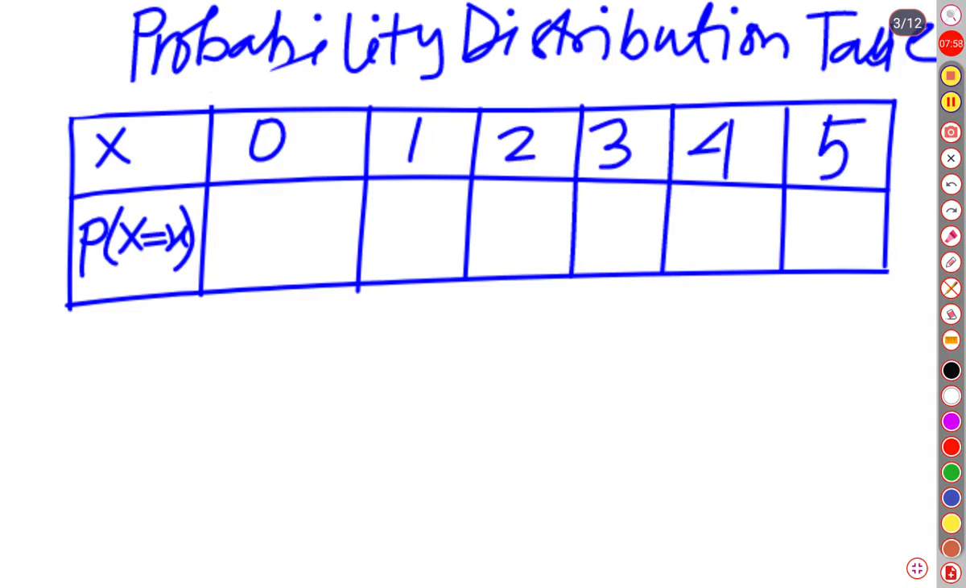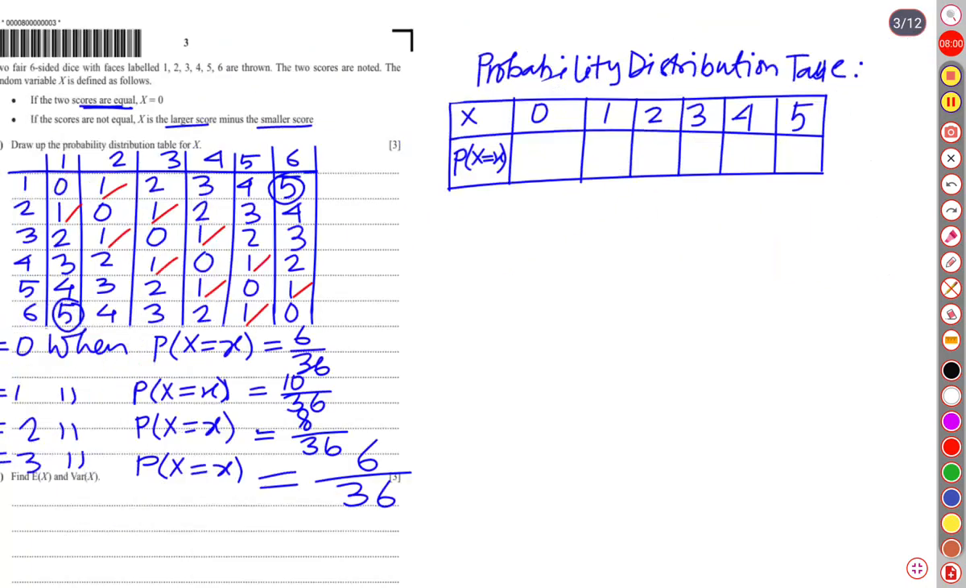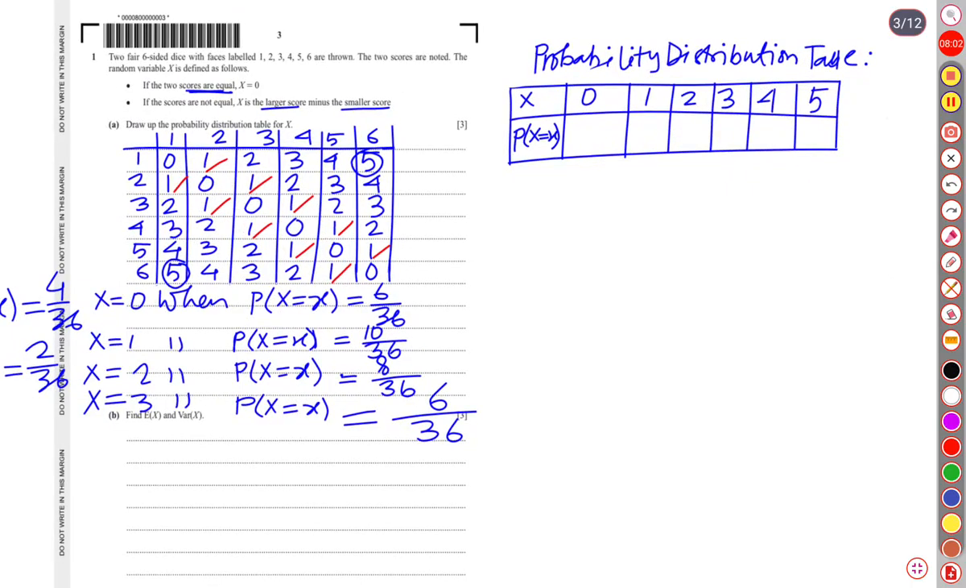For the first one, let us go back to our probability. When x is 0, our probability is going to be 6 over 36. If we write 6 over 36, 6 over 36 is equal to how much? If we divide 6 by 36, it is going to be 0.167. The first one we are expressing in a decimal.